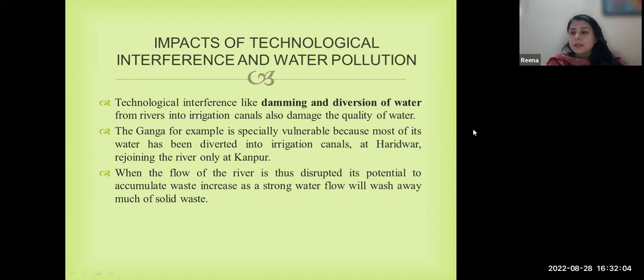So the carrying capacity of these natural resources was not compromised, and they were able to control the amount of pollution that was being exposed to them. But now, because we have gone over and above the carrying capacity, these implications are very much visible.